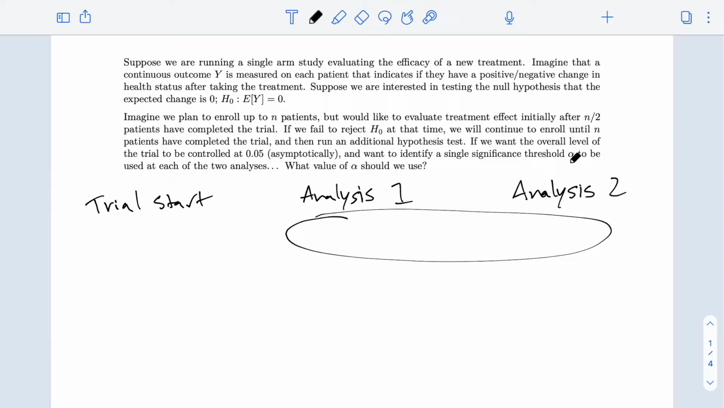The first is we need to engage with the joint distribution of the two test statistics, the statistic calculated here and the statistic calculated here. They're going to be correlated because the statistic calculated here includes all of the patients used in calculating the statistic here. Once we understand the joint asymptotic distribution of these two statistics, then we're going to see we can run a Monte Carlo simulation to identify the value of alpha that we should use.